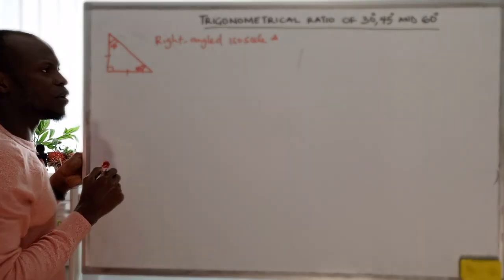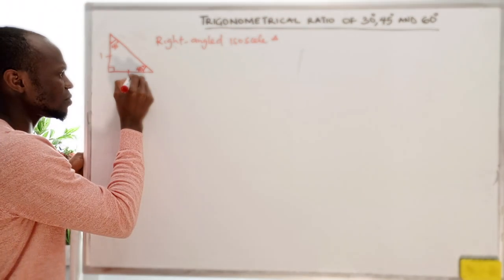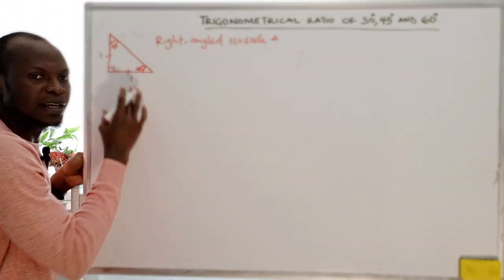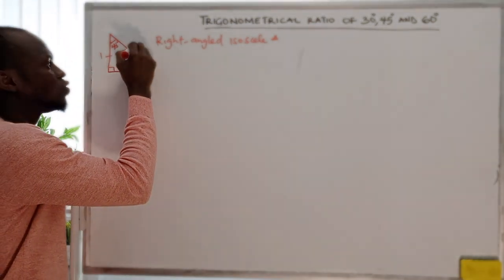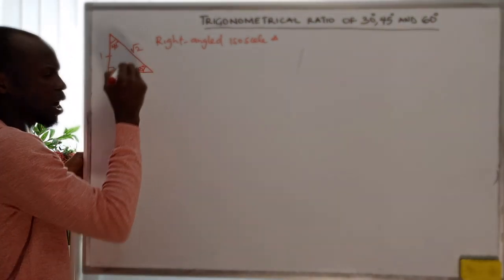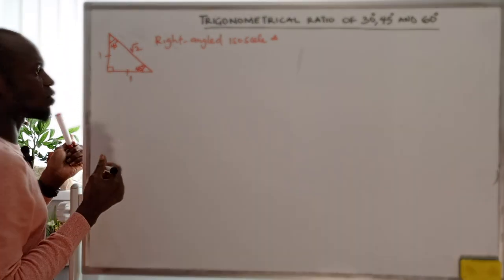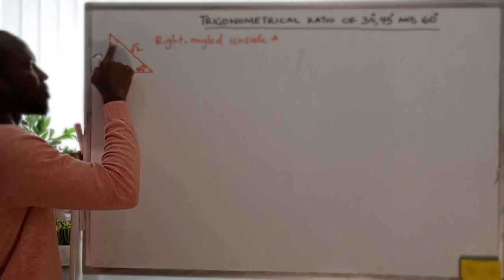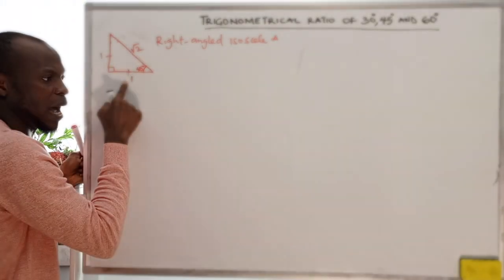So if I call this side 1 unit, this side will also be 1 because they are equal. They are isosceles sides. So this side will be root 2. How do I get root 2? If I use my Pythagoras theorem, don't forget, if I'm considering this angle, which is 45, this will be my opposite, this will be my adjacent.